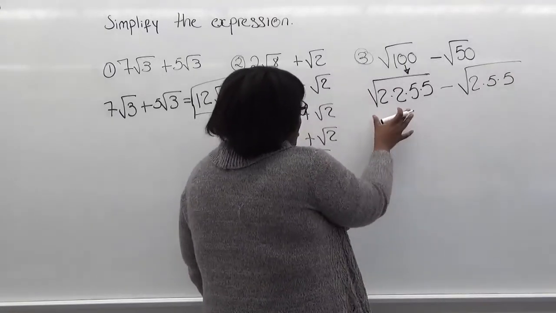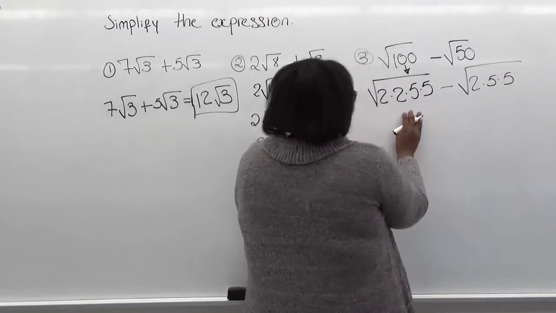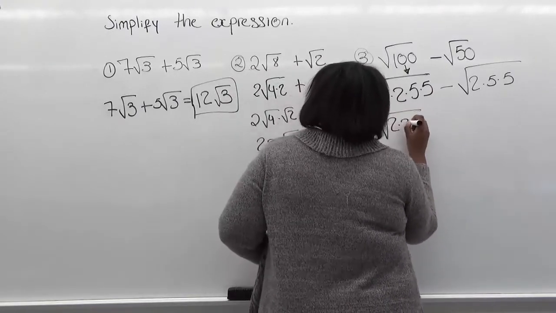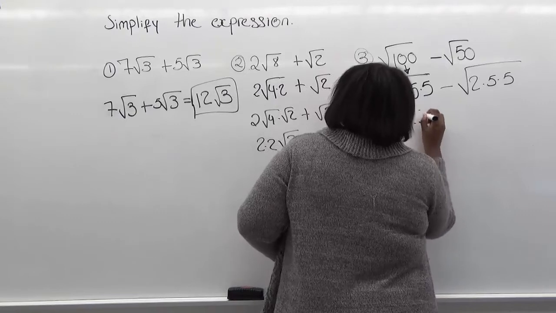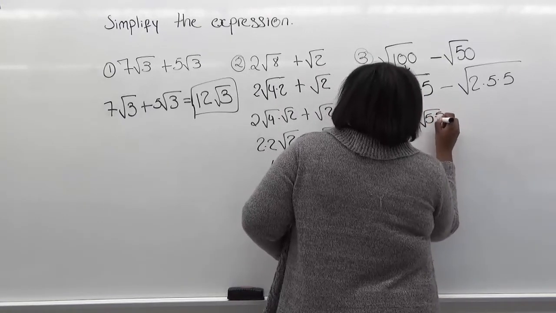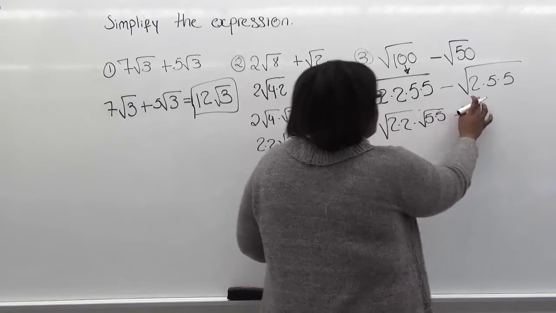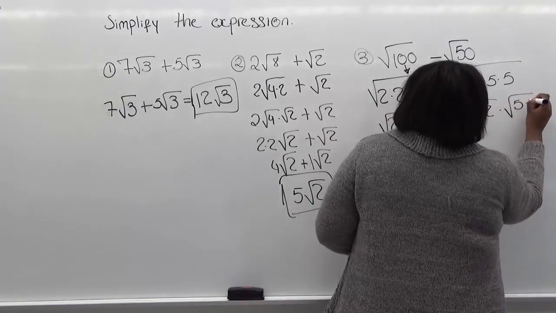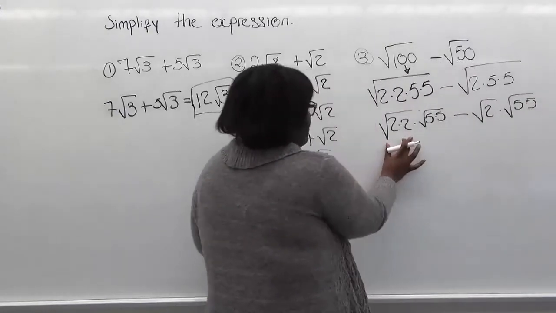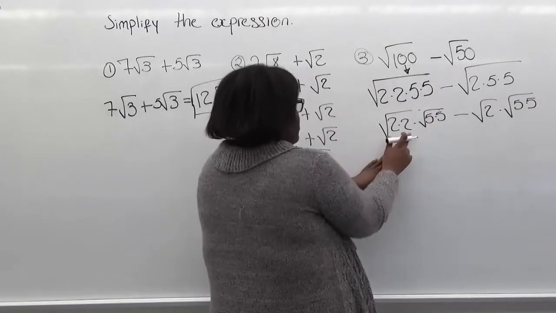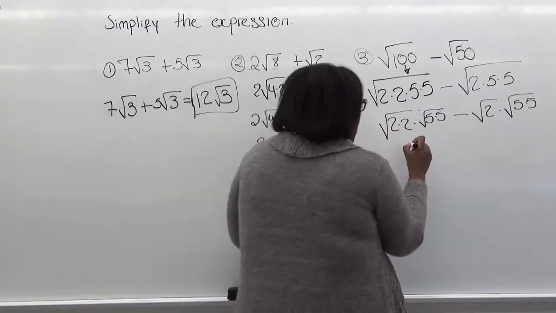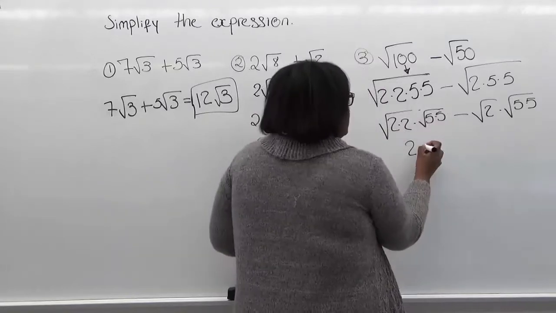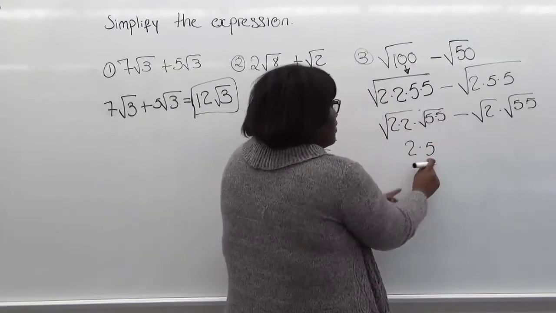Okay, so now we're going to rewrite these in sets of pairs. So we have 2 times 2 times 5 times 5. And do the same thing for 50. We're going to have the square root of 2 times the square root of 5 times 5. Simplify this. We know there's 2 times 2 under the radical, so we know the answer is just 2. Same thing applies here. 5 times 5 under the radical, so it's just 5. So we have 2 times 5.